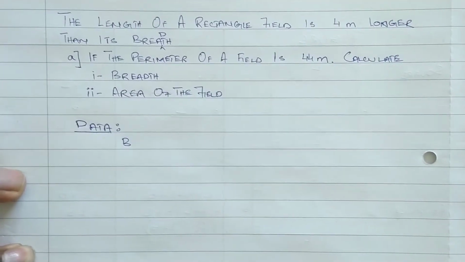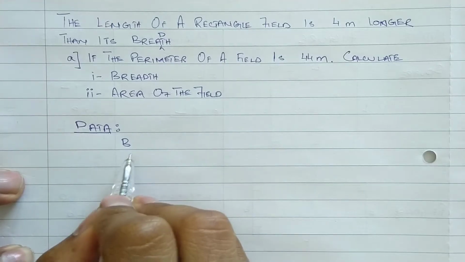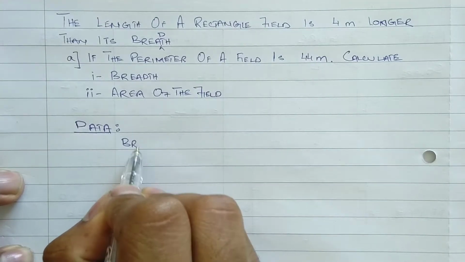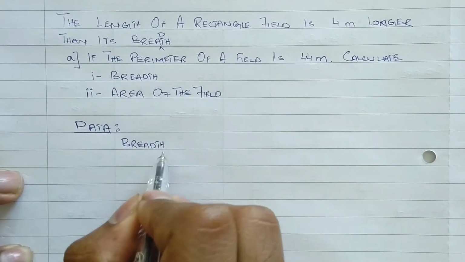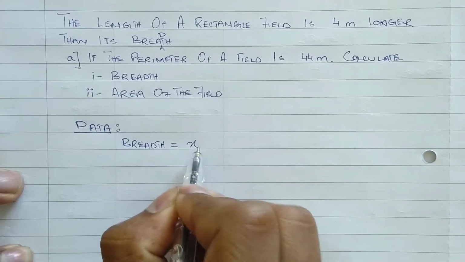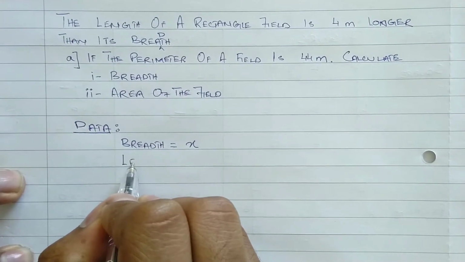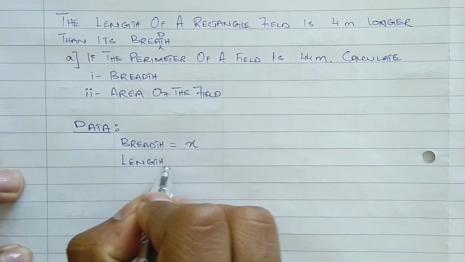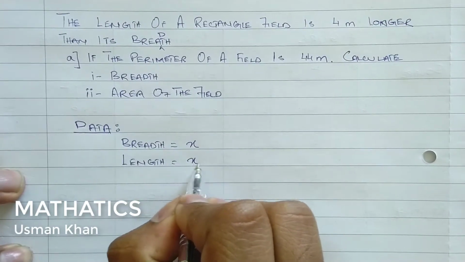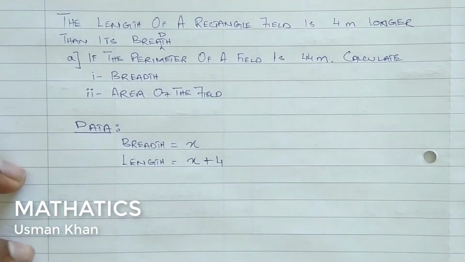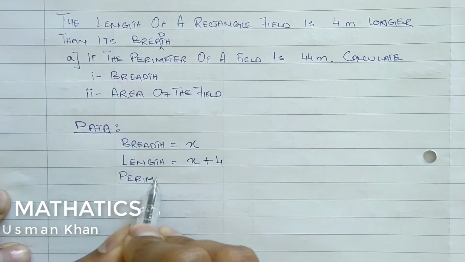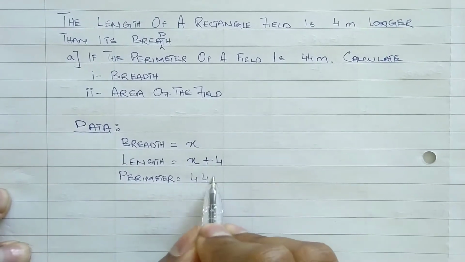As we are told that the length is 4 meters longer than the breadth, we'll take breadth as x. As the question states, the length is 4 meters longer than the breadth, so length will be x plus 4. We are also given the perimeter, that is 44 meters.